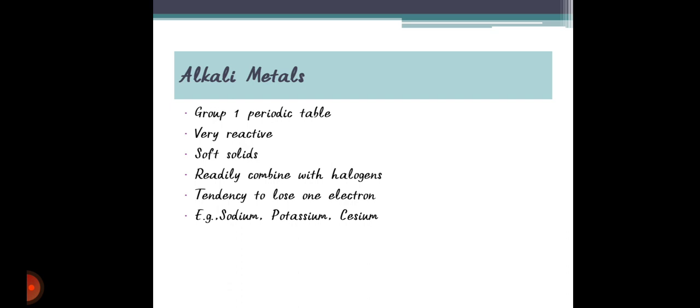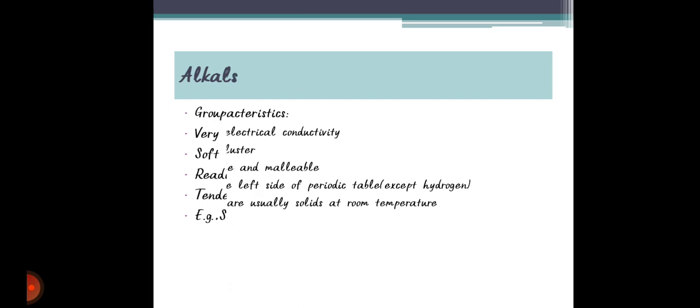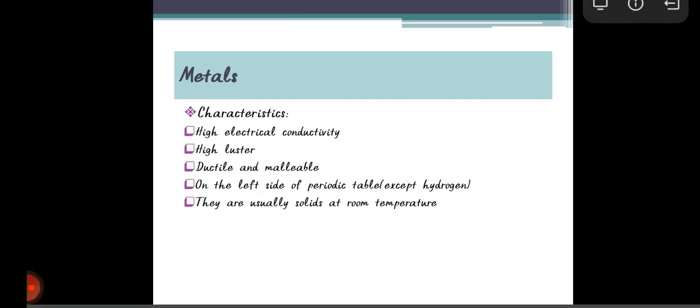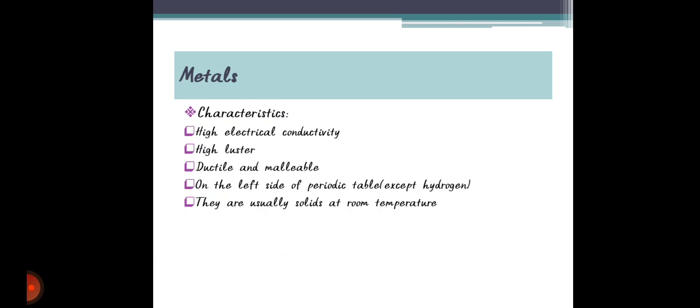First, coming to alkali metals, they are group 1 of the periodic table. They are very reactive, as we know. They are soft solids also. They readily combine with halogens. They have a tendency to lose one electron always, and examples for this group are sodium, potassium, and cesium.